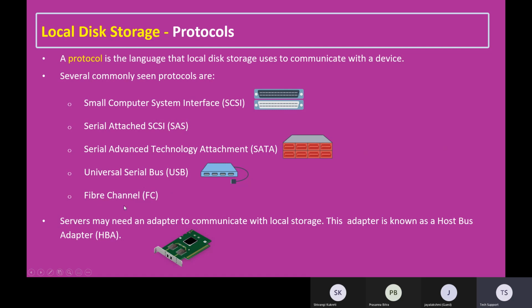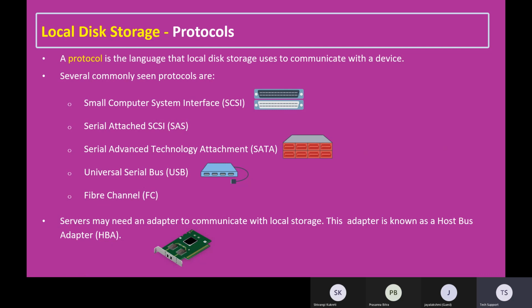And for fiber channel, suppose from my local server, if I want to access any remote storage, the protocol is fiber channel. Servers may need an adapter. Normally for our local system, we don't need anything because the hard disk is directly connected using a SATA cable. But servers may need an adapter to communicate with storage. This adapter is known as host bus adapter, in short HBA. HBA means host bus adapter.